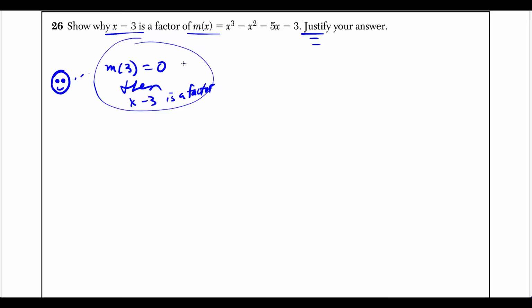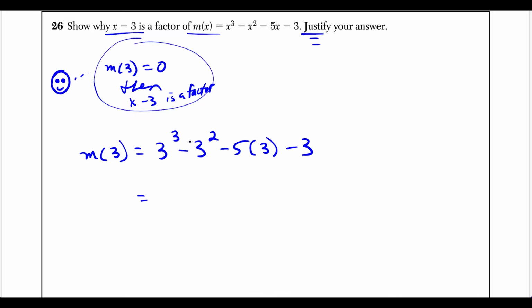We could always divide m of x by x minus 3 using polynomial or synthetic division and show it divides evenly, but the easiest way to do this is just to plug in 3. So let's see here. We have m of 3 equals, we have 3 to the 3rd power minus 3 to the 2nd power minus 5 times 3 minus 3.